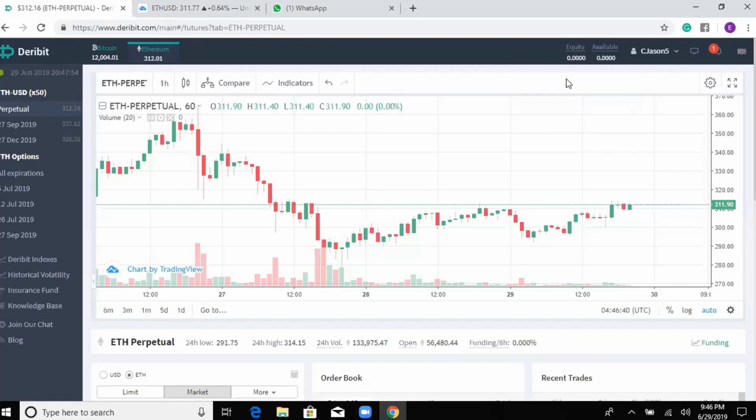So let's say, for example, in your equity balance you have 10 Ethereum and you want to get in on a trade. You don't use everything. You simply use a certain amount of Ethereum. What I would highly recommend is always use 10% of your equity balance. Just use 10% of it.